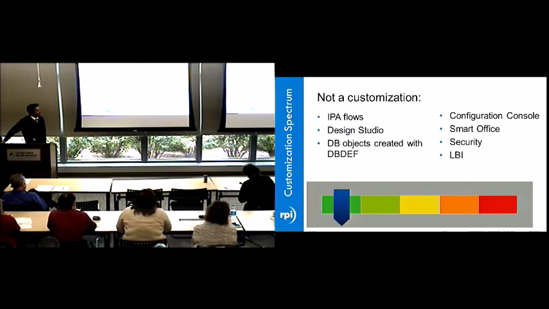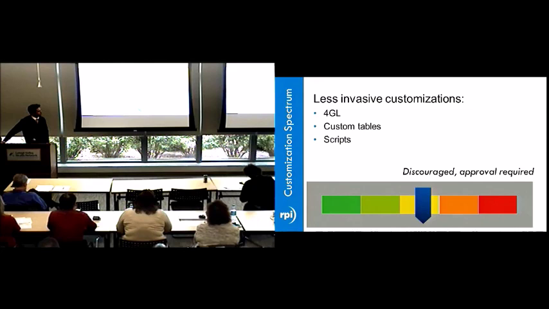All of your security is not considered a customization. And then everything that you can do with LBI, all that's available. So these are the best tools to use when looking at personalizing your Lawson system. Let's take a look at some other pieces that become a little bit more difficult to maintain: 4GL, custom tables, and scripts. These are things that are a little bit harder to maintain through updates.